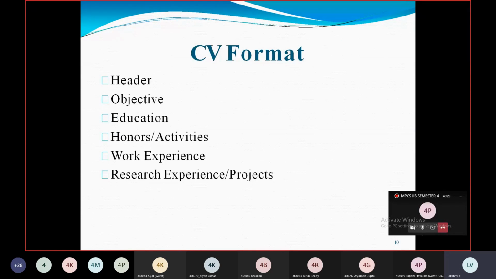Whether it is a functional CV or chronological CV, we need to know the format of a CV. Chronological CV has a different format and functional CV has a different format. Let us check the format of chronological CV. Chronological CV contains the header, objective, education, honors or activities, work experience, research experience.